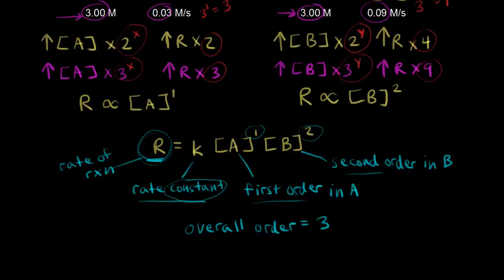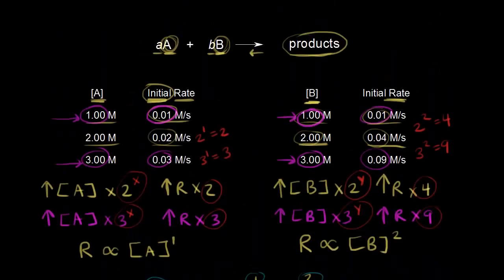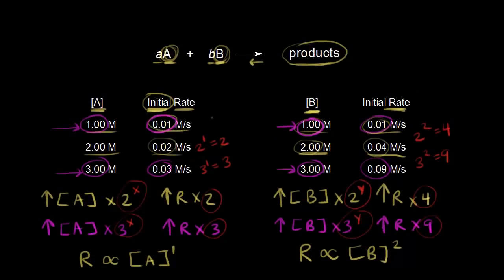All right, let's go back up to the general reaction that we started with. So let's go right back up to here. We have this, and let's write a general rate law. If this is your reaction, your general rate law would be R is equal to your rate constant, K, times the concentration of A to some power, I'll make it X, times the concentration of B to some power, which I will make Y.